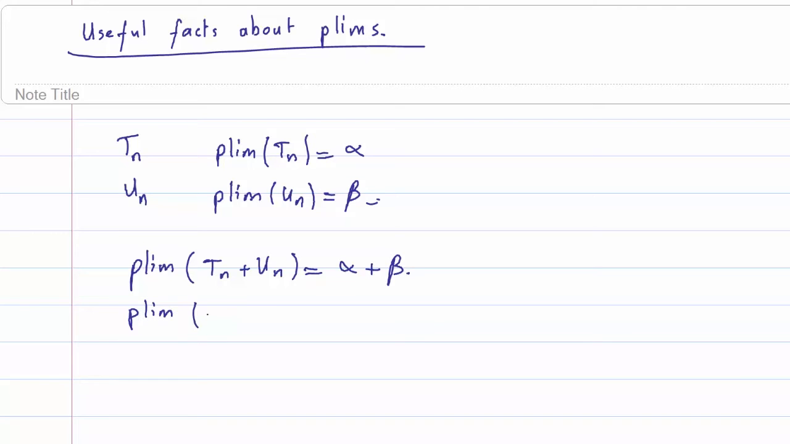The plim of a product of random variables, Tn times Un, is actually the product of the probability limits. That's not the case for the expectation.